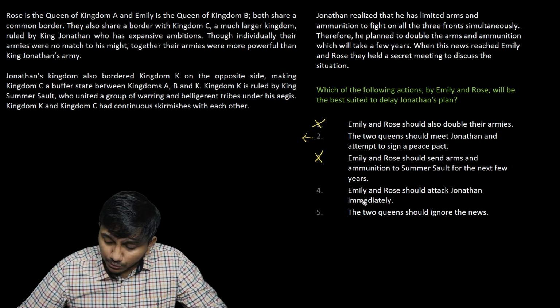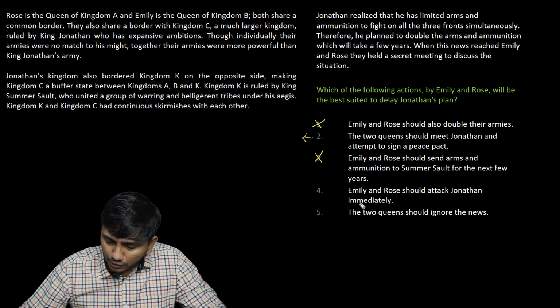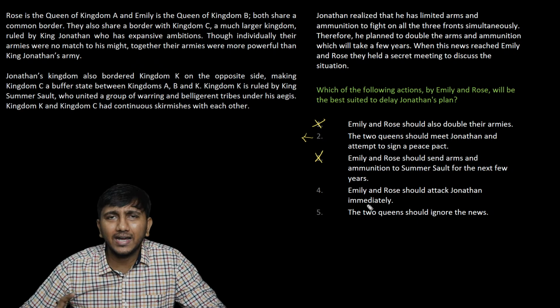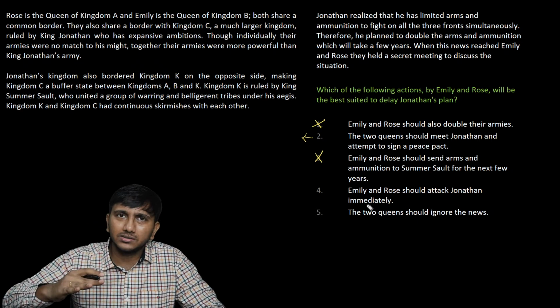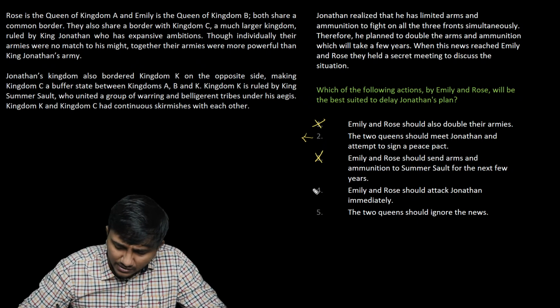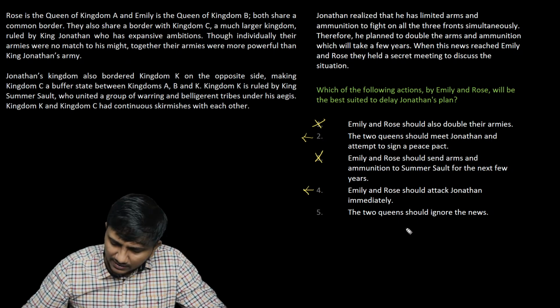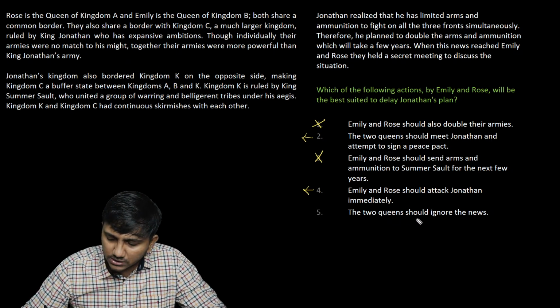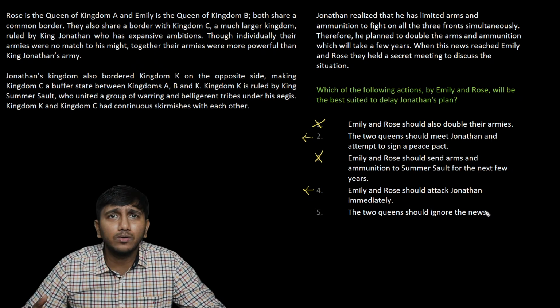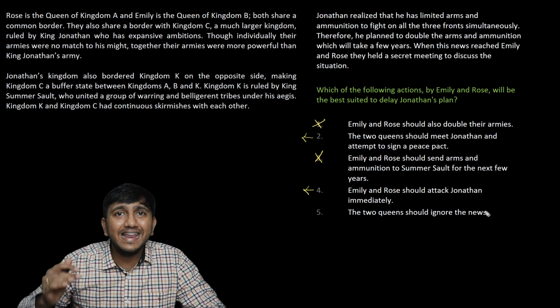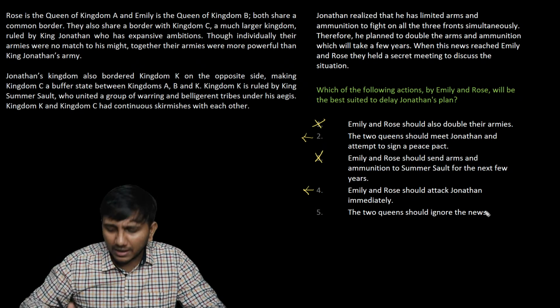Okay, next, Emily and Rose should attack Jonathan immediately. If you attack him immediately, probably you will bring down his current state of affairs itself. So that is something that we can consider. Let's look at the last one. The two queens should ignore the news. If you're going to ignore the news, how is that going to delay his doubling the army? That's not going to affect anything.